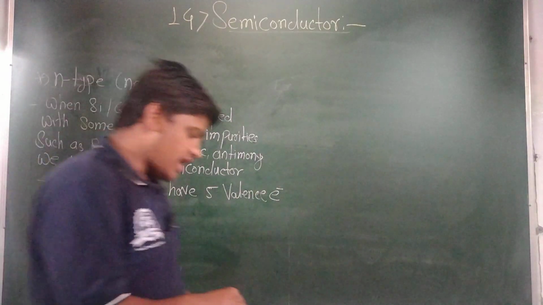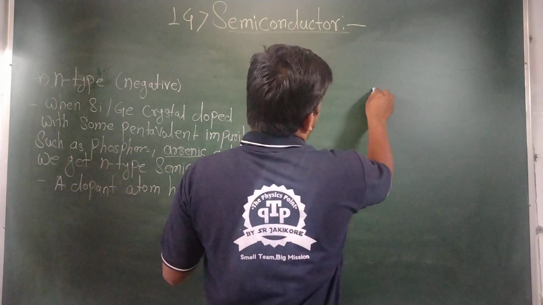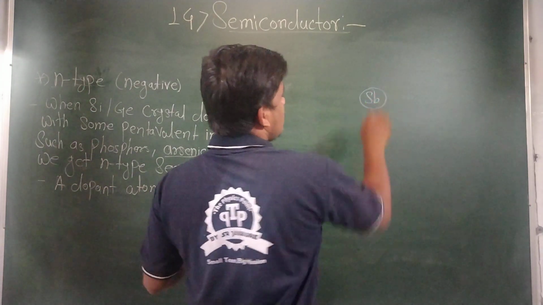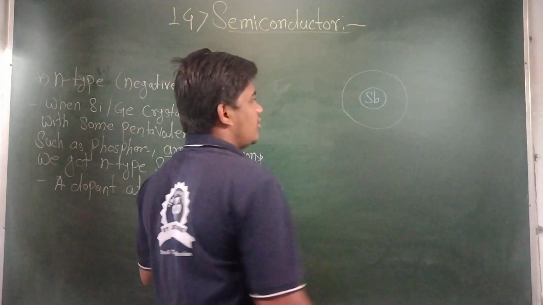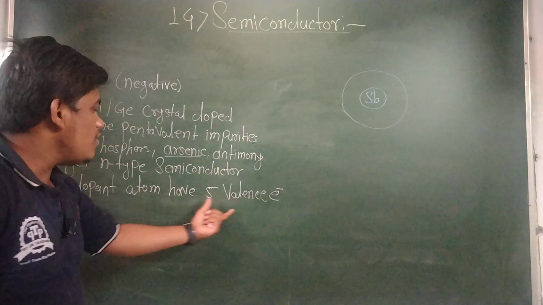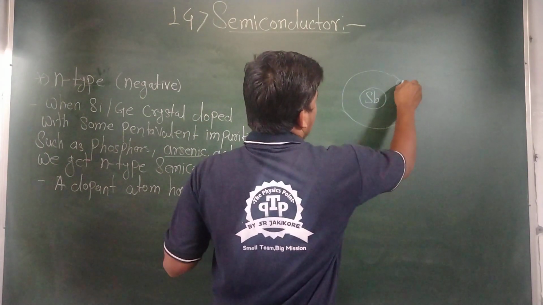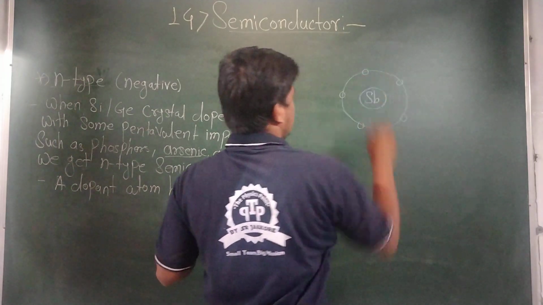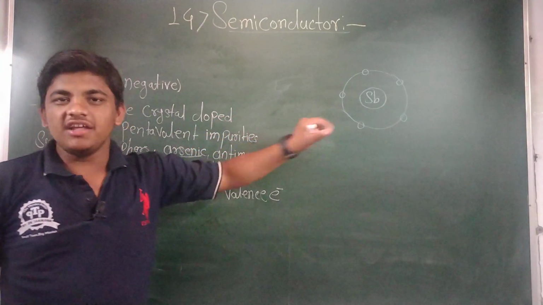We start the diagrammatic representation, taking antimony here. Consider this is the nucleus of antimony, I will write Sb here, and this is the outermost orbit of that particular impurity atom, antimony. Antimony has 5 valence electrons. I draw the 5 electrons here, 1, 2, 3, 4 and 5. These are 5 electrons.